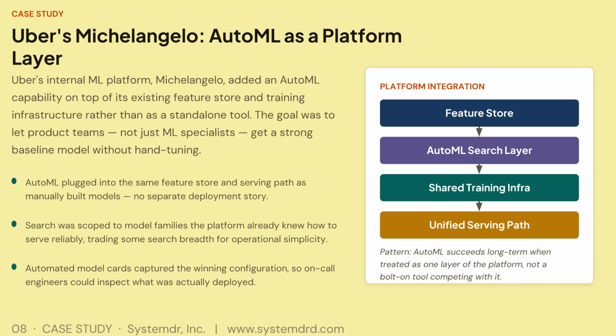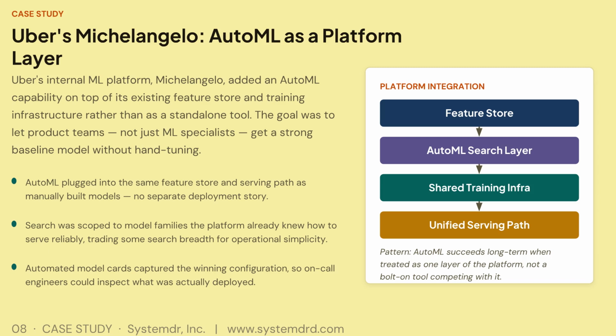AutoML plugged into the same feature store and the same serving path as manually built models, so there was no separate deployment story to maintain. The search itself was scoped to model families the platform already knew how to serve reliably, trading some search breadth for real operational simplicity. And automated model cards captured the winning configuration for every deployed model, so on-call engineers could actually inspect what had been deployed when something went wrong.